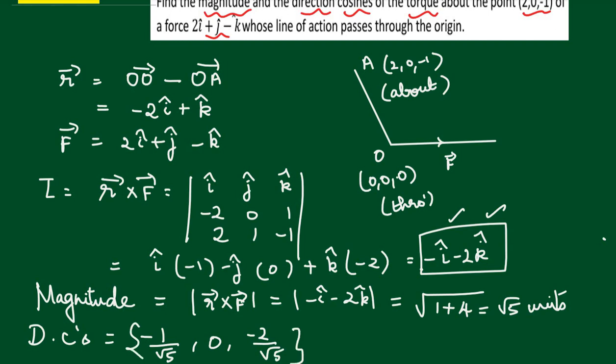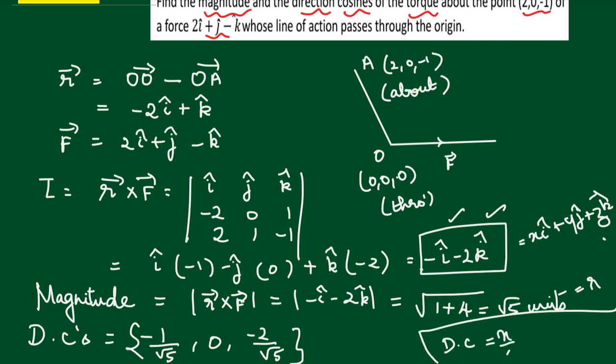Since we know that if this is equal to some xi plus yj plus zk and its magnitude is taken to be some r, then the direction cosines will be given as x by r, y by r and z by r.